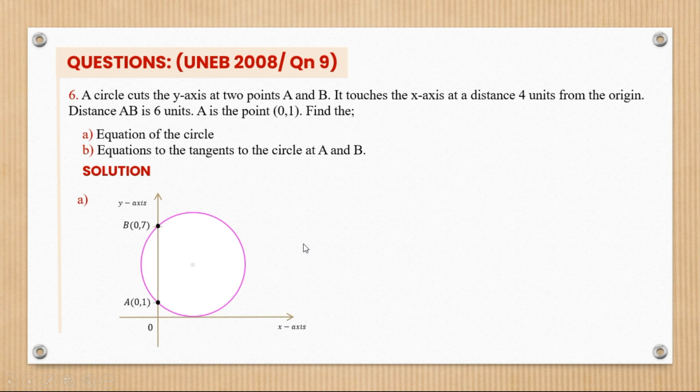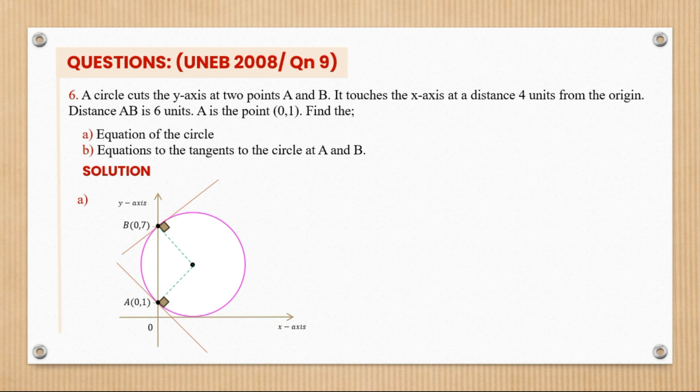Alright, and then next, we've been told that there shall be equations of the tangents to the circle at A and B. So that means we can draw tangents at those points, one is a tangent at point A and the other one is a tangent at point B. We can see that they make an angle of 90 degrees with the radius towards the center.